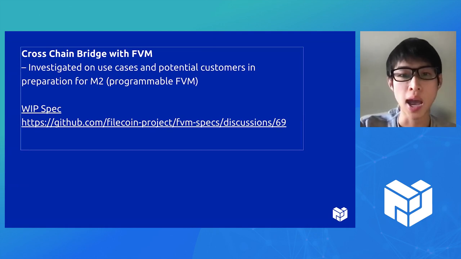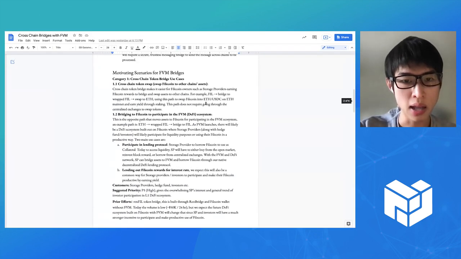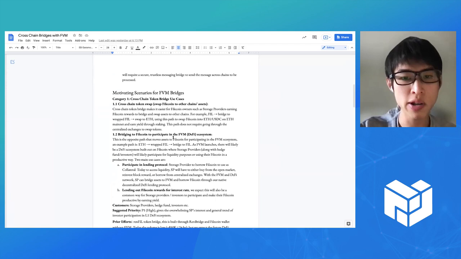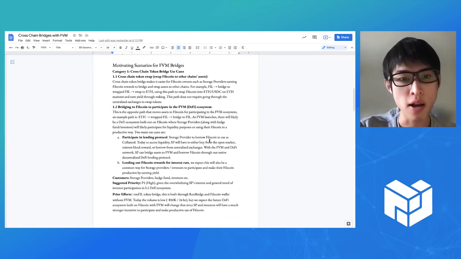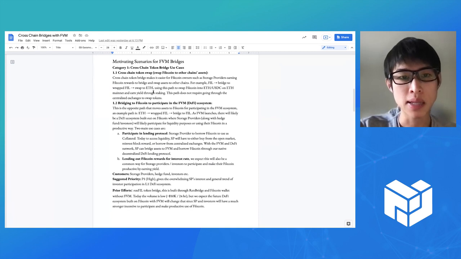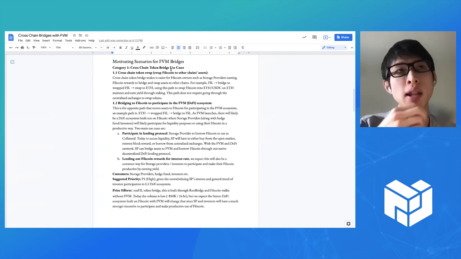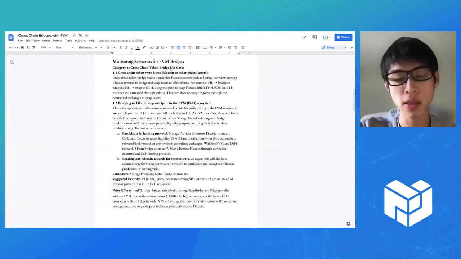leverage these bridges. There's a short spec that I wrote, but in summary, I talked to the storage providers, Dot Storage services, as well as PL network partners. What I found was that, for one, right now people cannot do much. Storage providers have a lot of Filecoin. They cannot do much productive thing with Filecoin.